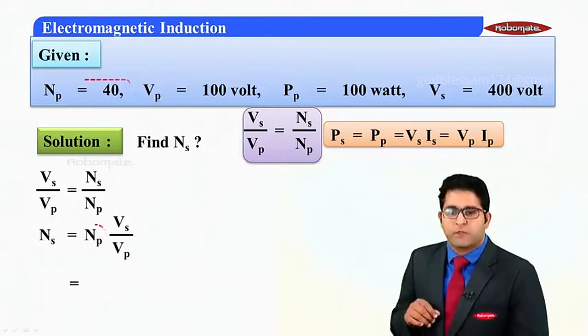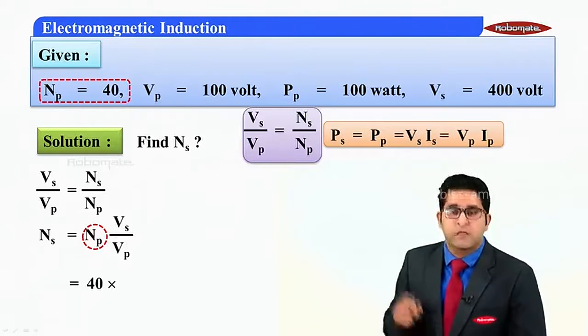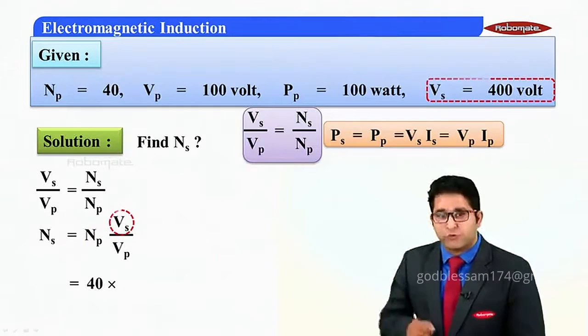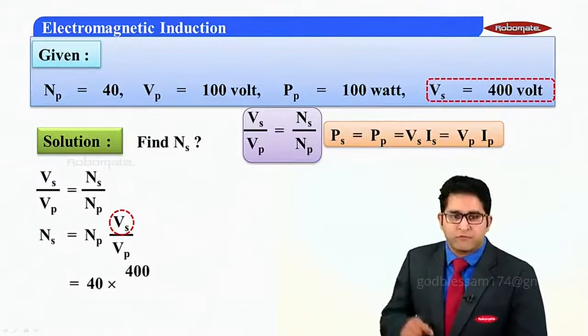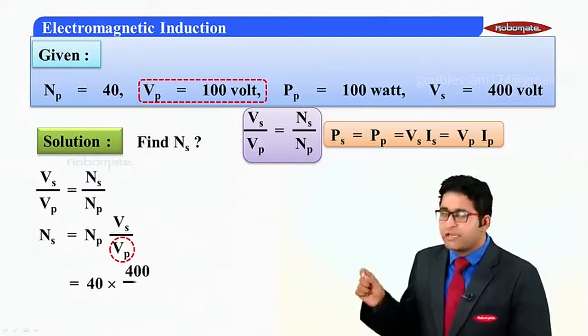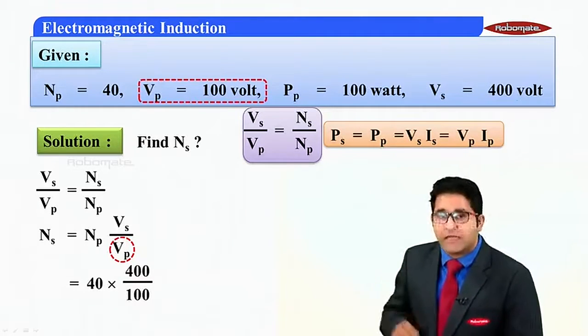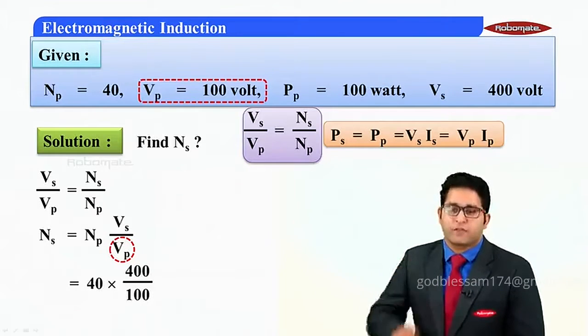Now we know the value of Np. What is the value of Np? It is 40. Right? So this will be 40 multiplied by, what is the value of Vs? The value of Vs is 400. So 40 multiplied by 400, and the value of Vp is 100. So this will become 40 multiplied by 400 upon 100. Now you can cancel out. After doing the calculation, you will come across the value of Ns.